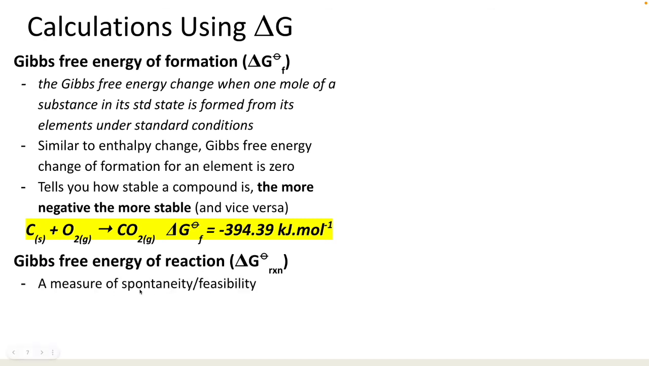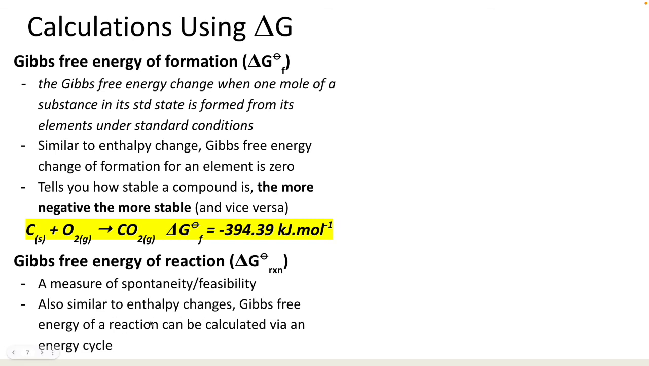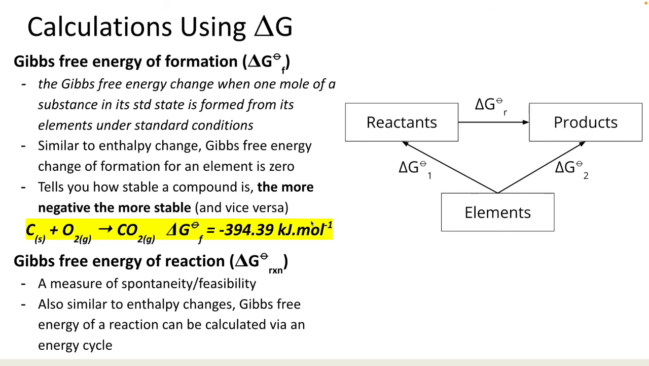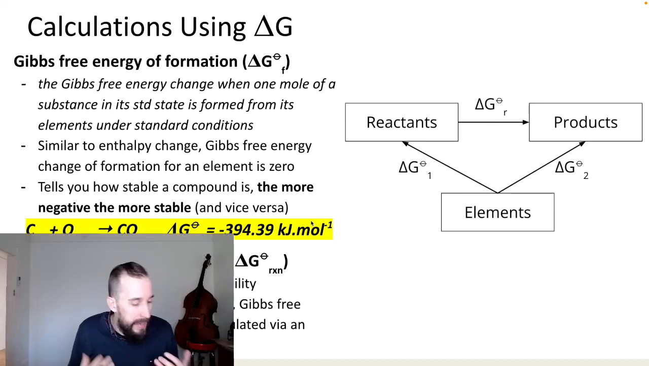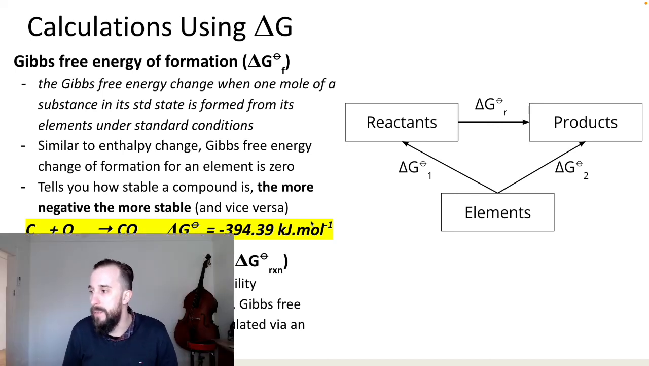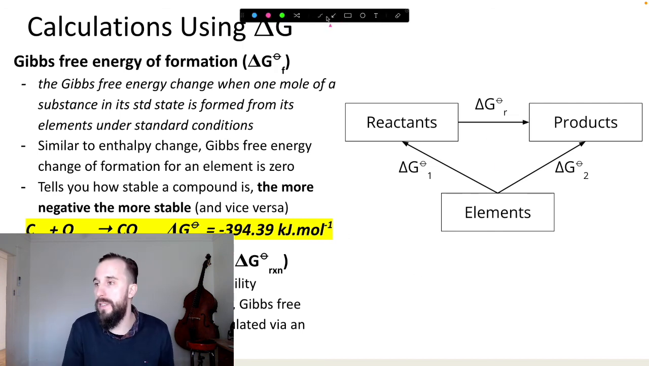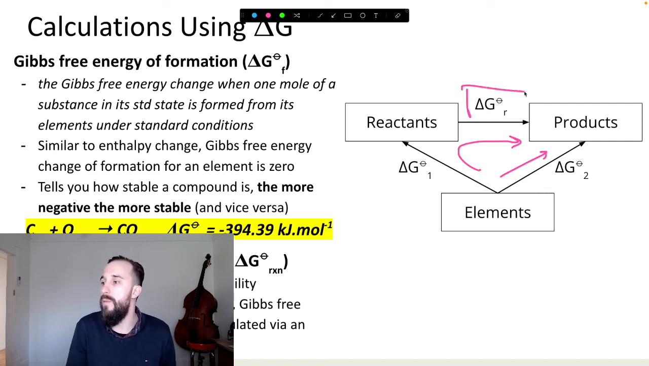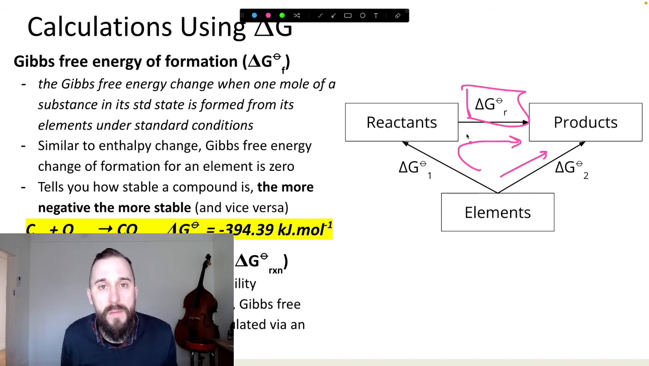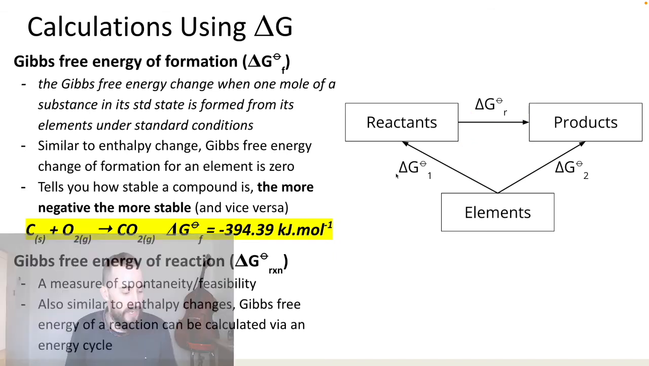So we can do something very similar to what we've seen with enthalpy changes to work out a Gibbs free energy of a reaction. We've talked about it as a measure of spontaneity or feasibility. We can determine it via an energy cycle. Only instead of using enthalpy changes, now we're using Gibbs free energy changes. But all based on the same principles, that the energy is conserved. So we've got our direct routes, if we've got the delta G's of formation, and we've got the indirect routes, and we can do these energy cycles just the exact same way that we've done it with our delta H's, we can do it with our delta G's to determine the delta G of reaction.